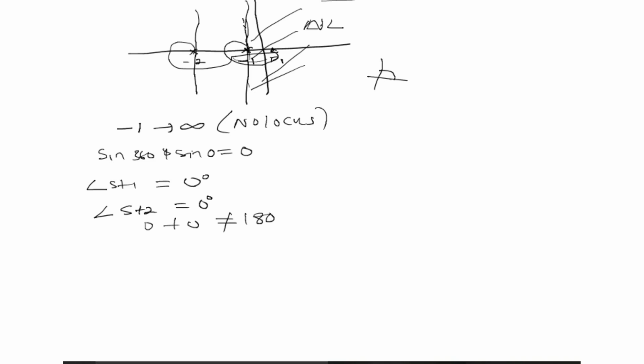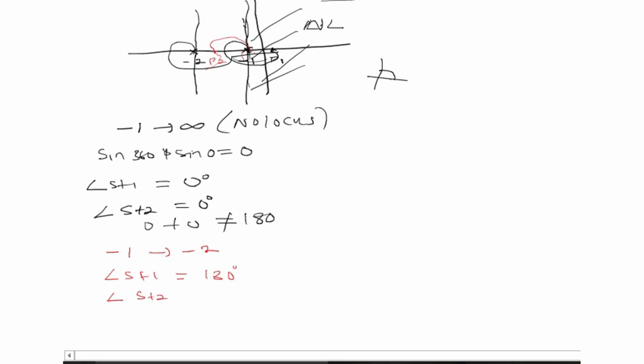Moving towards the second boundary, we have another point in between the boundary, point P2. So you also have to find the angle this pole makes with this point and also this pole. Taking minus 1 as the first pole, we find that it has made an angle of 180, that's from the pole to the point. And the other pole, minus 2, has an angle of 360, the same thing as 0 degrees. So from the boundary of minus 1 to minus 2, the angle of s plus 1 makes an angle of 180 with the point, and the angle of s plus 2 makes an angle of 0 degrees, which is the same thing as 360 degrees.